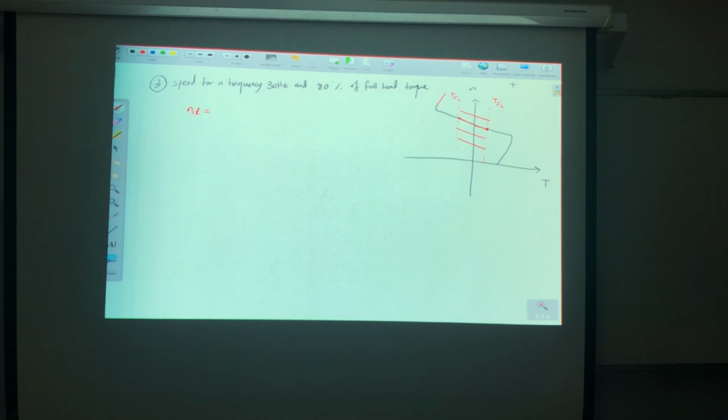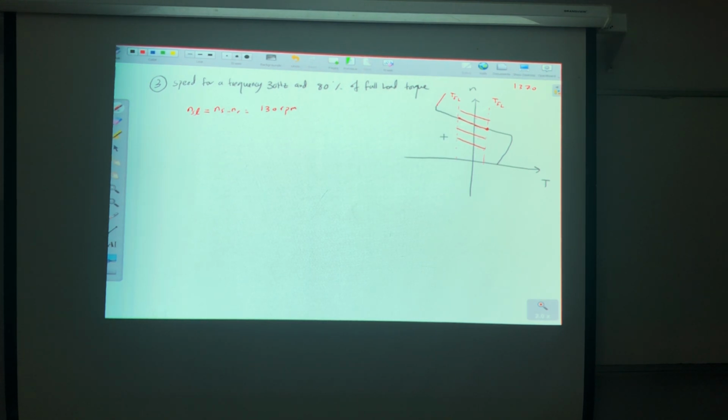Do you remember the speed was what? 1370. So this will be an S minus an R, so this will be what? 130 RPM, correct? Yes? Good? Correct?